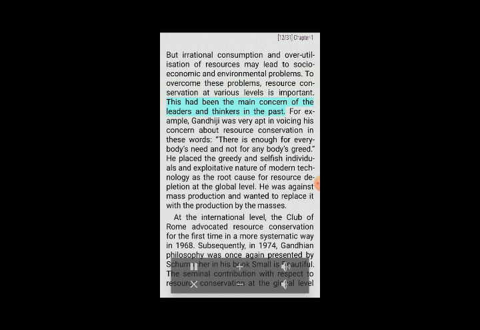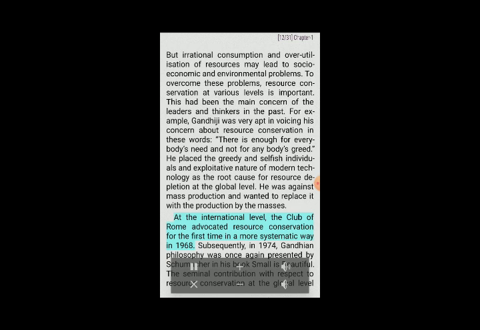This had been the main concern of the leaders and thinkers in the past. For example, Gandhiji was very apt in voicing his concern about resource conservation in these words: There is enough for everybody's need and not for anybody's greed. He placed the greedy and selfish individuals and exploitative nature of modern technology as the root cause for resource depletion at the global level. He was against mass production and wanted to replace it with the production by the masses.